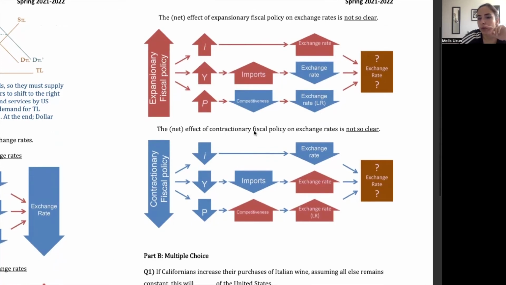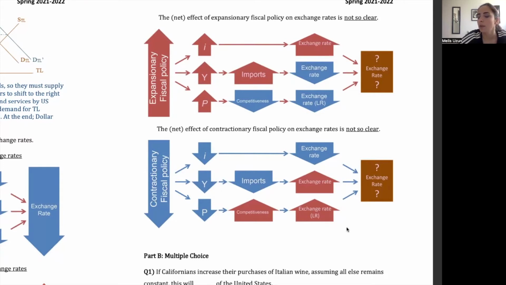And it is the same for contractionary fiscal policy. Because of the contractionary fiscal policy, the interest rate will fall and it will decrease the exchange rate. And again, it will decrease the income and price level. If the income decreases, we will tend to import less, and it will increase the exchange rate. And because the price level falls, we will tend to prefer domestic goods over foreign goods. So the exchange rate will also increase again. So because of the interest rate, our exchange rate decreases, and because of the income and price level, the exchange rate will increase.